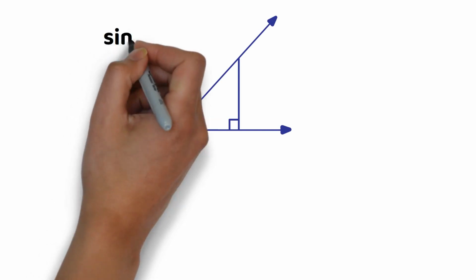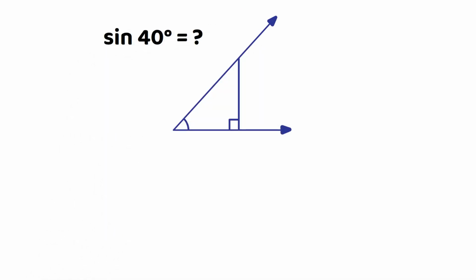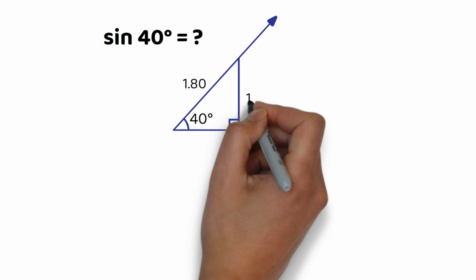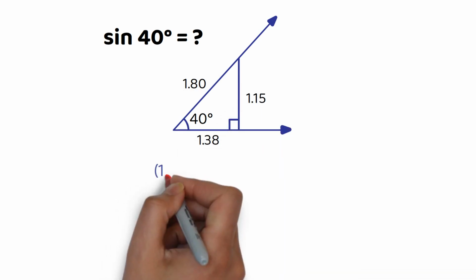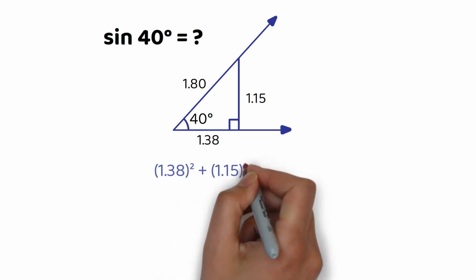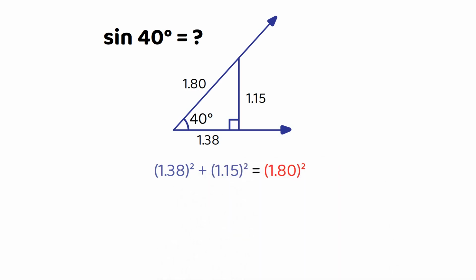Suppose, for the sake of an example, that we wish to find the sine of 40 degrees. We would first draw a 40-degree angle and then drop a perpendicular at any point. As we just discussed, it doesn't matter where. Then we measure the lengths of each of the three sides of the right triangle. In this example, first of all, notice that 1.38 squared plus 1.15 squared equals 1.80 squared, as expected by the Pythagorean theorem, which we discussed back in Module 3.